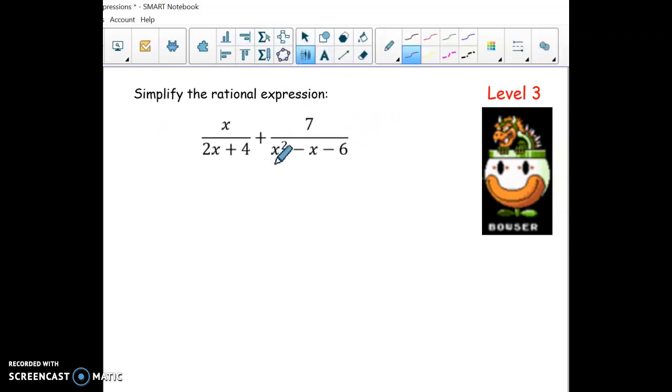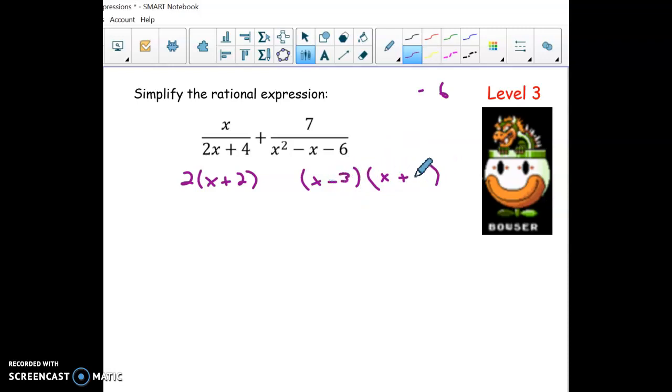The one on the left has a GCF of 2. Then on the right, we're going to factor this: to make the x squared, we use x and x, and then it has to multiply to -6 and add up to -1. If it's -6, we're going to need one negative number, one positive. This is where all that factoring practice hopefully will help. We get -3 and +2. That should add up to -1 and multiply to -6.